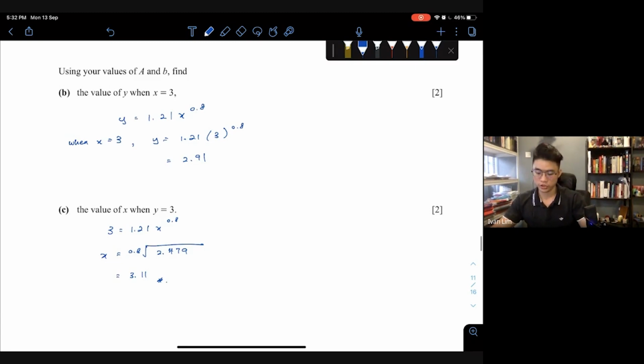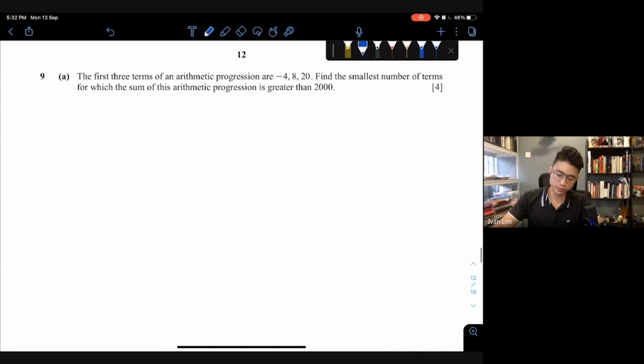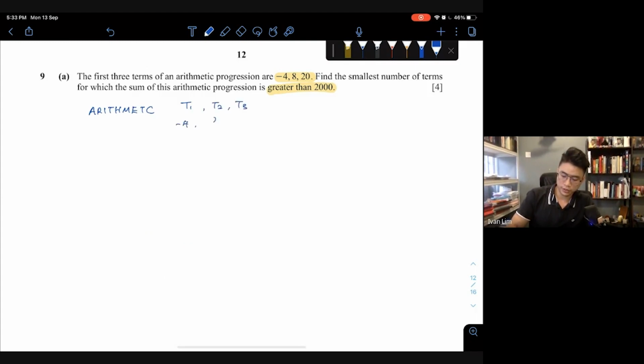Okay, let's move on to question 9. The first three terms of an arithmetic progression are -4, 8, and 20. Find the smallest number of terms for which the sum of this arithmetic progression is greater than 2000. Okay, so for us to use sum, we need the value of a and d. Right now, we don't have, but we know that this is an arithmetic progression, and we know the first three terms, which is -4, 8, and 20.